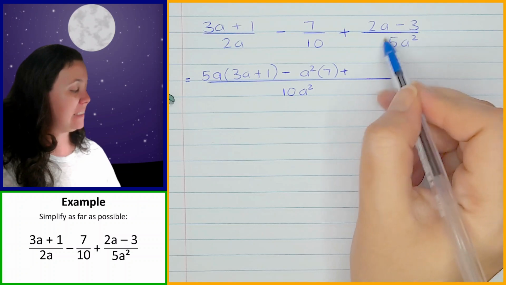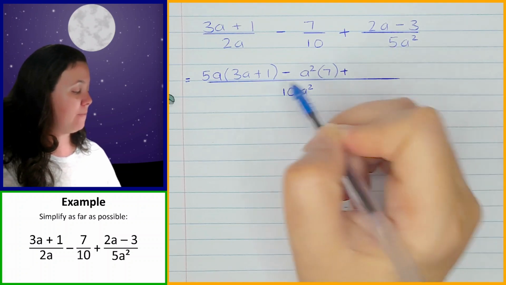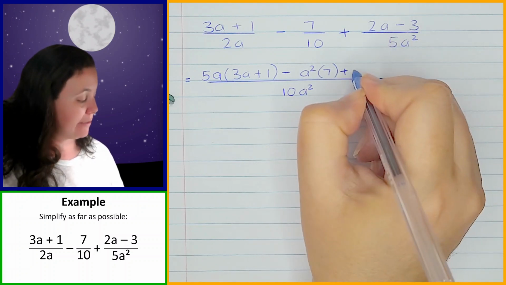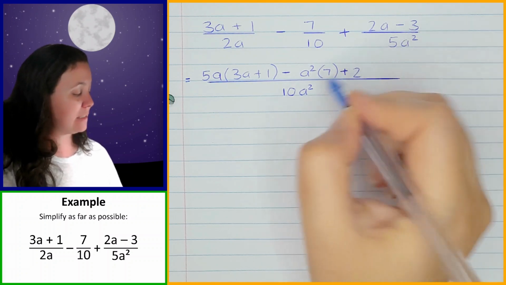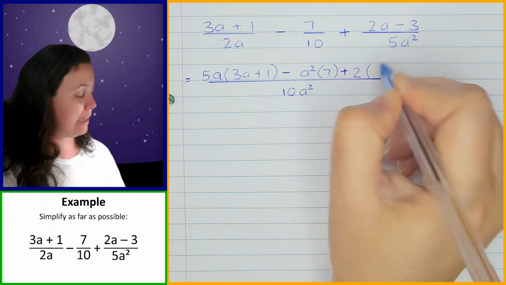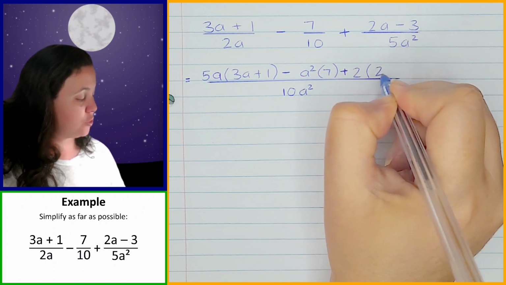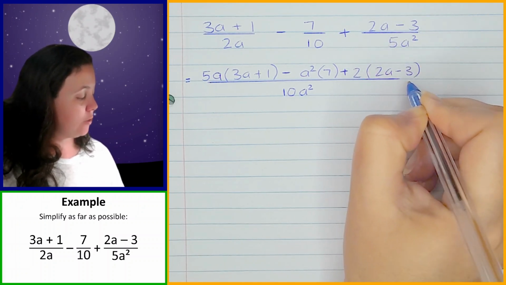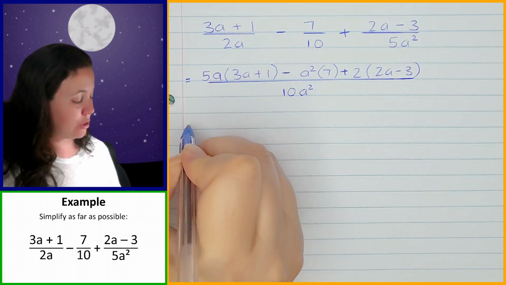And now over here, I need to multiply 5 by 2 to get 10. So I'm going to have a 2. And then a squared is the same as the a squared. So I don't need to multiply by any a's for this fraction. So I can put my numerator in brackets now. 2a minus 3. Okay, and then I can go and multiply this out.